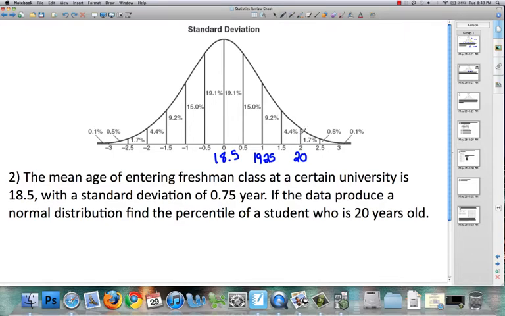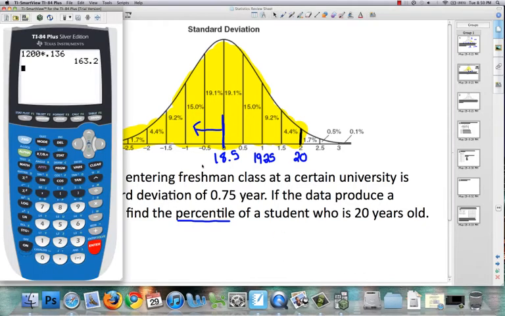So 20 years old we found at 2 standard deviations. It's asking for percentile, it's asking for the percentages to the left of the data. So we want everything in here. We want to add up all of this area. When we add everything up to the left, that will give us our percentile rank. Quick thing to make it go a little shorter, we know halfway is 50%, so anything here on this side is 50%.